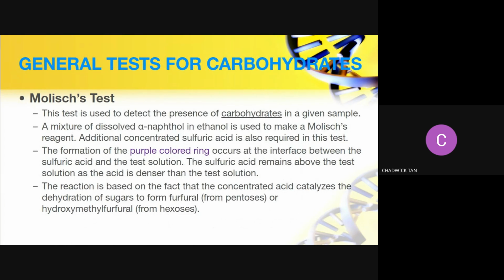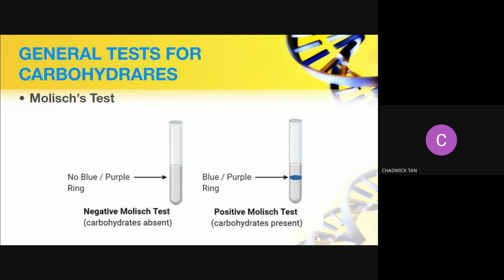Okay. So, the reaction is based on the fact that concentrated acid catalyzes the dehydration of sugars to form furfural that occurs from pentoses or hydroxymethyl furfural from hexoses. So, when there's no blue or purple ring, then that means it's a negative test. Pero pag may magkaroon ng blue-purple ring, that means you have presence of carbohydrates. Okay?